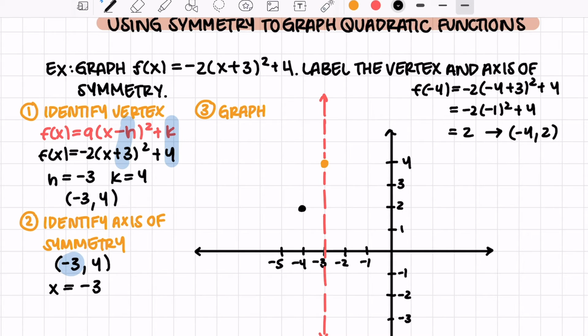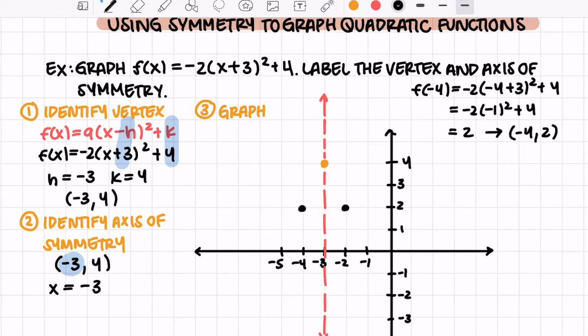And again, whatever is on this side of the graph has to also reflect on the right side of the graph too, as a mirror image. So I do know that the point next to -3 is also going to have to be going all the way up to 2 as well. So that's a reflected image.